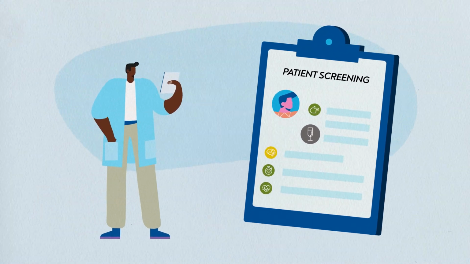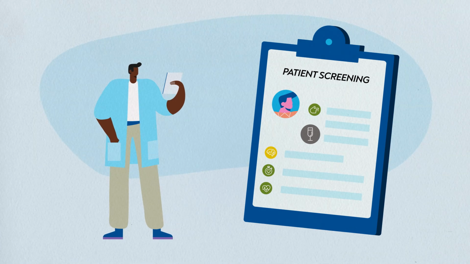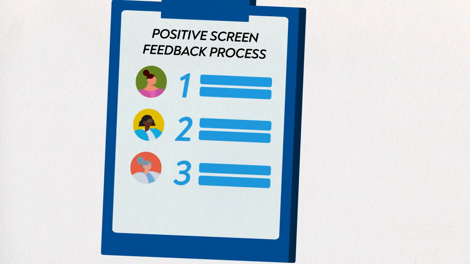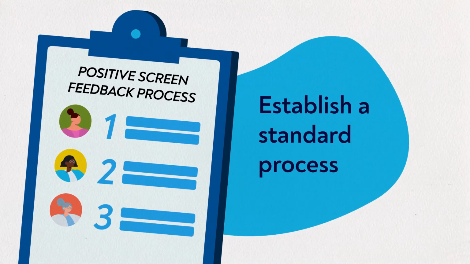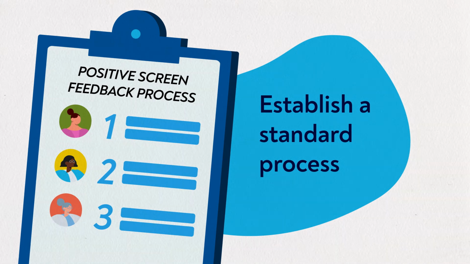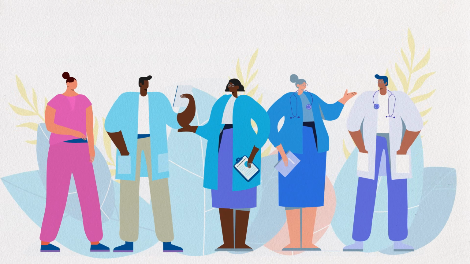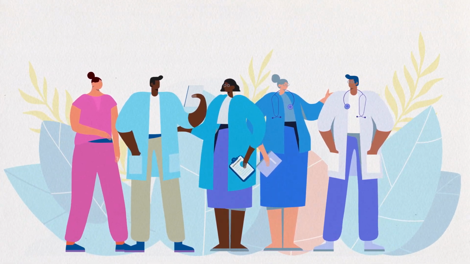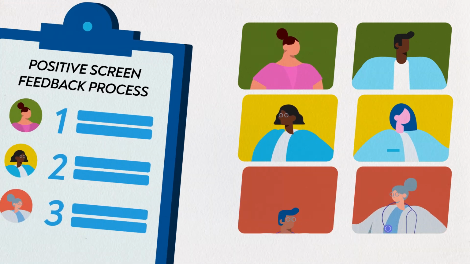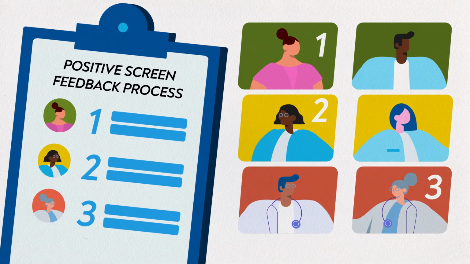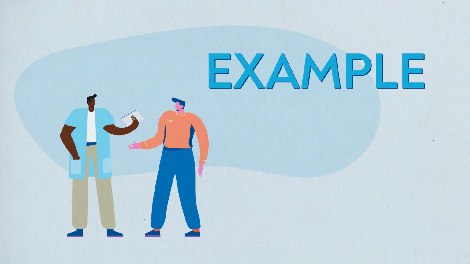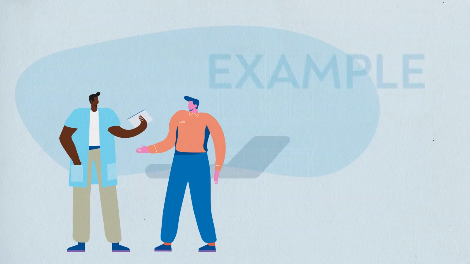When it comes to screening for unhealthy alcohol use, it is important to know what to do when a patient has a positive screen result. Establishing a standard process will ensure that patients receive consistent, appropriate, and quality feedback. Your team and your patients are unique, so your process should be too. Consider what process will seamlessly integrate into your current team structure. Here's an example of what your screening process might look like.